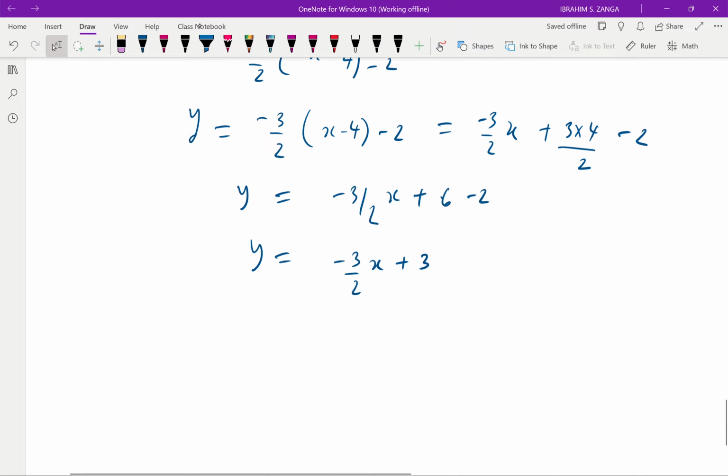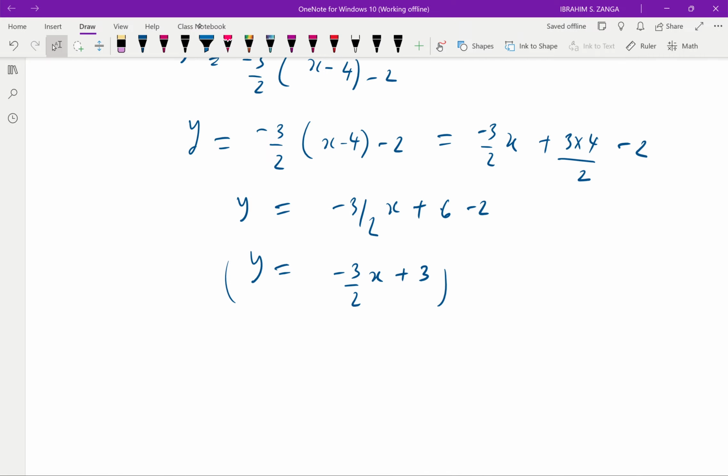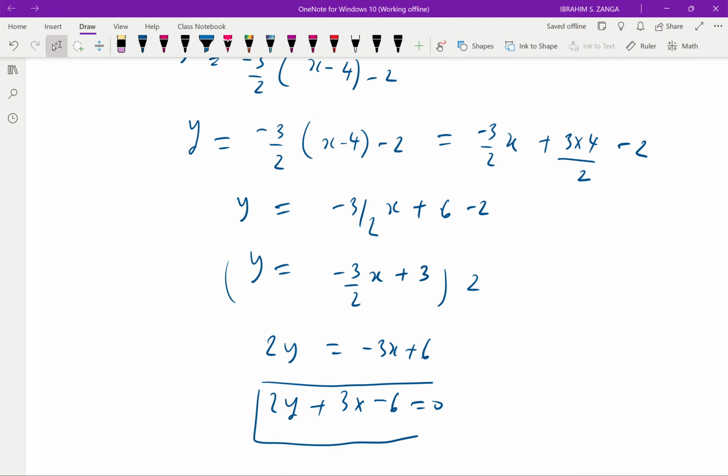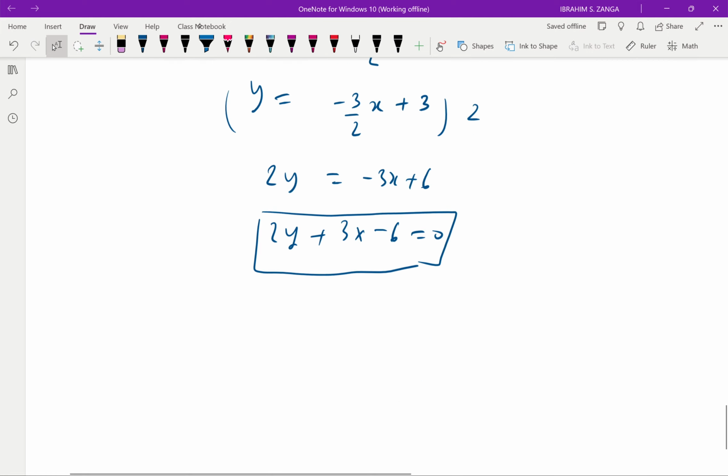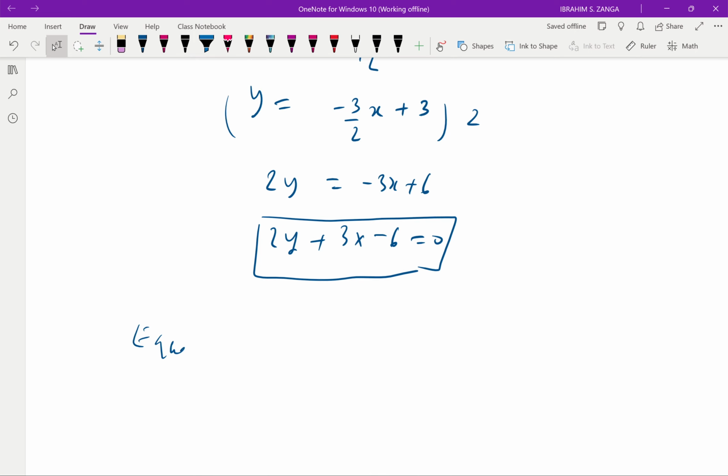You can multiply by 3 throughout, sorry, by 2. When you do that, you have 2y equals negative 3x plus 6. You're going to combine them now: 2y plus 3x minus 6 equals 0. So that is the equation of Road 2. So the equation of Road 2 is 2y plus 3x minus 6 equals 0.